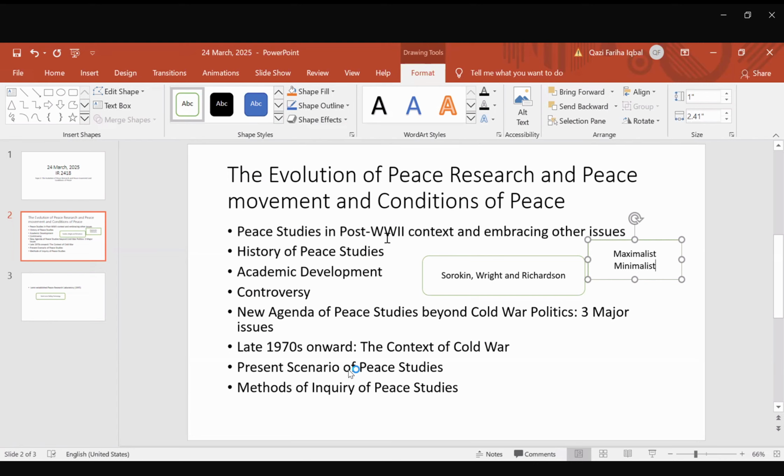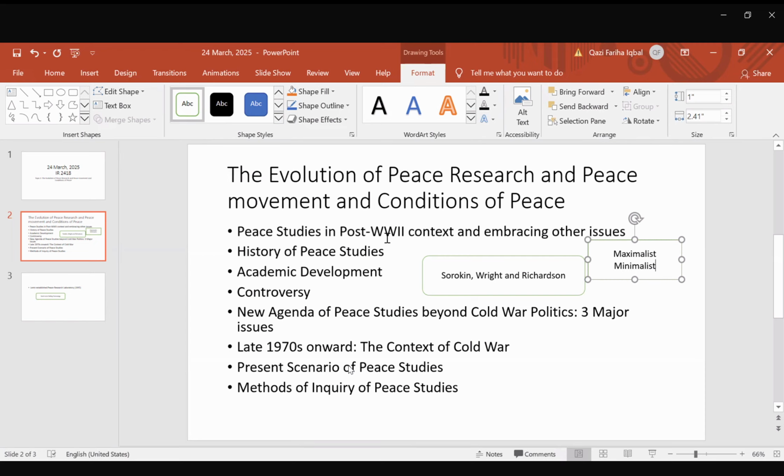As the Cold War rivalry was again taking a much broader foothold, naturally, peace research took a back seat, because the world was more focused on hardcore power politics, and political rivalry was again gaining much more prominence. So in that context, peace research had to take a back seat in the late 1970s to early 1980s.